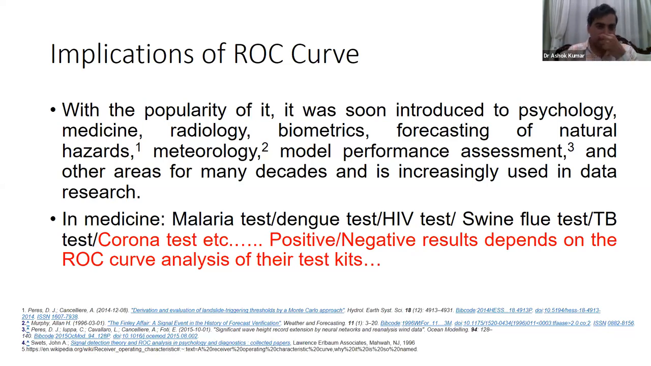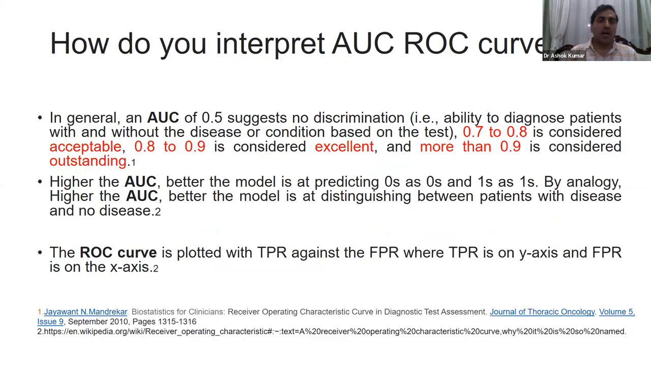So we are using this nowadays. How to interpret an AUC or ROC curve? In general, an area under the curve of 0.5 suggests no discrimination. If we get an area under the curve of 0.5, it means there is no discrimination. We cannot say whether it is a positive or negative test, or the ability to diagnose patients with and without the disease or condition based on the test.